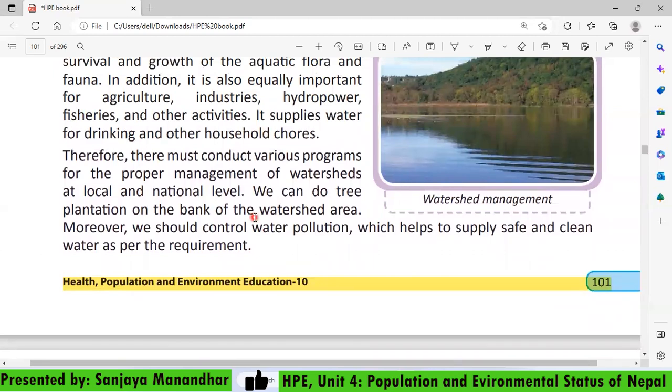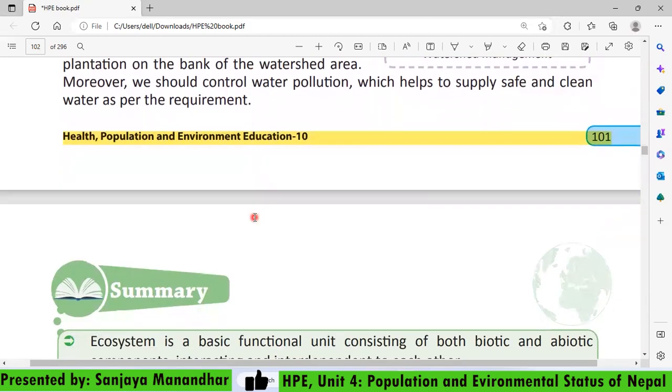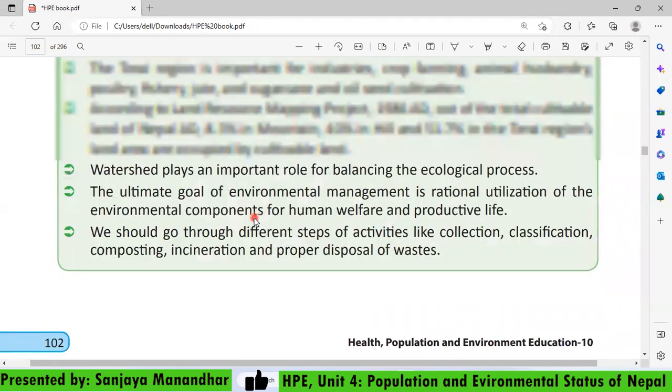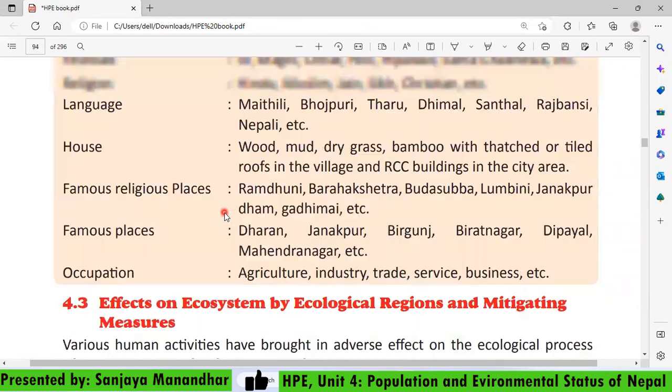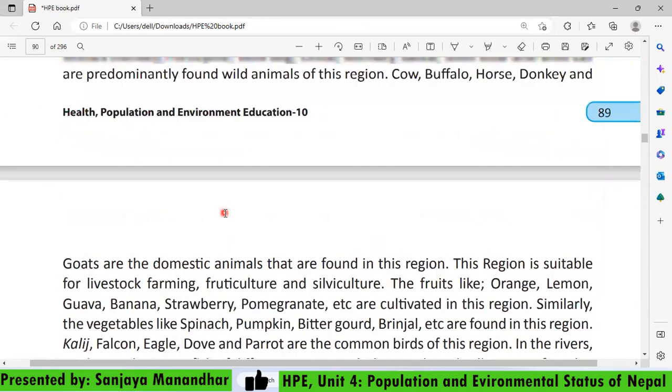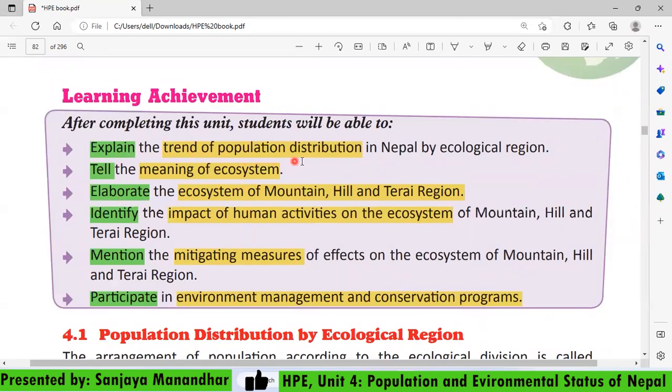So now we have already got all the learning objectives. Once it would be better if we revise it, whether we have got the points or not. Let's see. So according to learning objectives, can we do or not? So here, first learning objective we got, now we can easily explain the trend of population distribution in Himalayan, Hilly and Tarai region. Now we can easily tell the meaning of ecosystem. Now we can easily elaborate the ecosystem of mountain, hill and Tarai region. So in mountain, hill and Tarai region, what type of physical aspect, biological aspect and social aspect inside that, which things are there, we can do it easily.